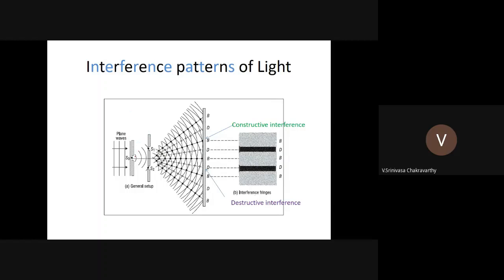impinging on a single slit, S0, and then it becomes a circular wave or a spherical wave. Then the spherical wave impinges on another pair of slits, S1 and S2. So out of these slits you have two spherical waves emerging, and these two waves interfere with each other. And if you have a screen on the other side, the waves impinge on the screen, and the interference pattern of these waves can be captured if it is a photographic film.